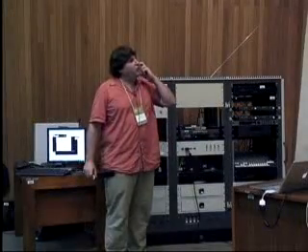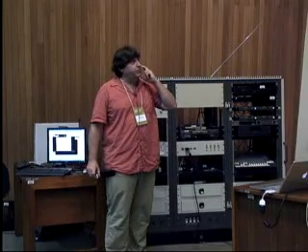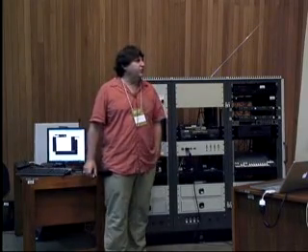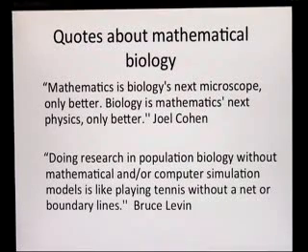And the second quote is by my Emory biology colleague, Bruce Levin. Bruce is a very distinguished experimentalist, and I stress experimentalist. This is a quote that he liked so much he recently put it on his webpage: "Doing research in population biology without mathematical and/or computer simulation models is like playing tennis without a net or boundary lines." So Bruce will tell you that he doesn't know what experiments to do in his lab without mathematical models. And he's serious.